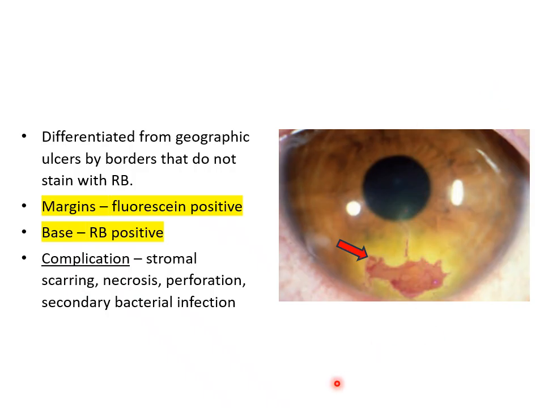Complications that can happen with the metaherpetic ulcer are stromal scarring, necrosis, perforation, and secondary bacterial infection. And yes, this phenomenon is known as reverse staining. So I think you can make that out.